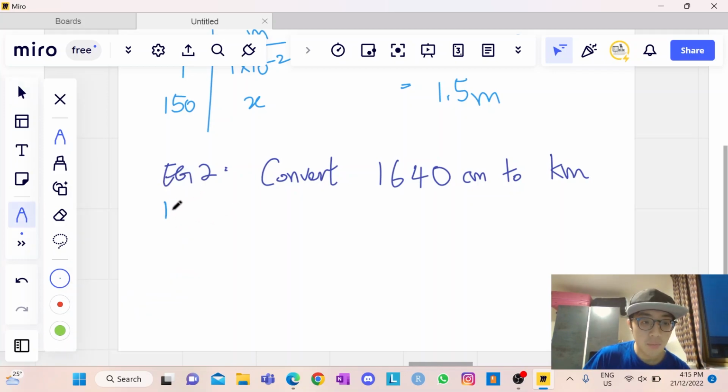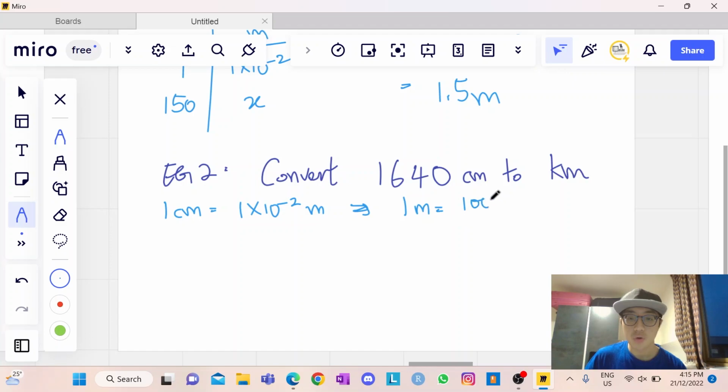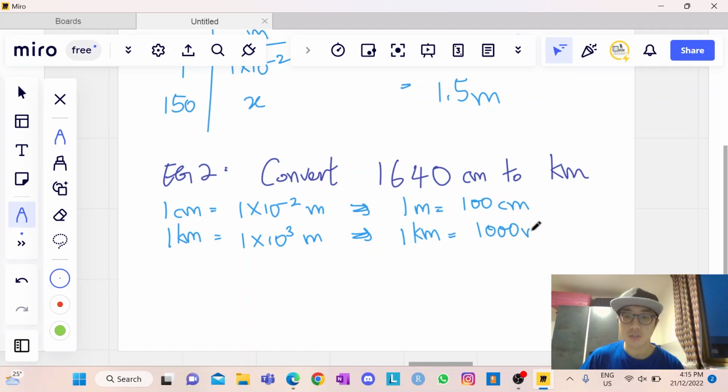So you know that 1 cm is equal to 1 times 10 to the power of -2 meters, which in turn will give you 1 meter is equal to 100 cm. 1 kilometer is equal to 1 times 10 to the power of 3 meters, which in turn will give you 1 km is equal to 1000 meters.